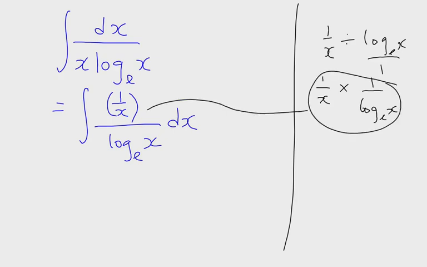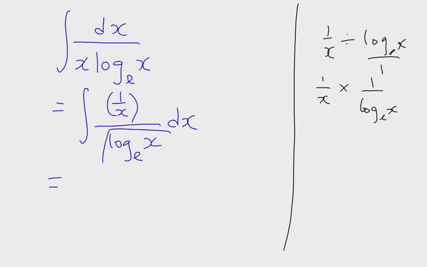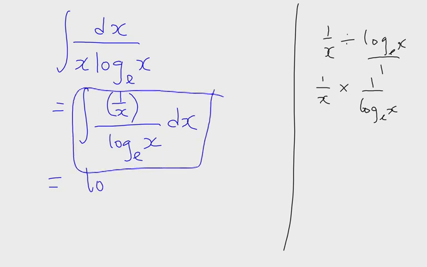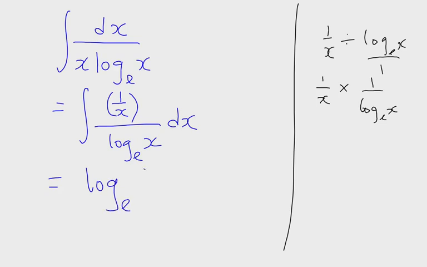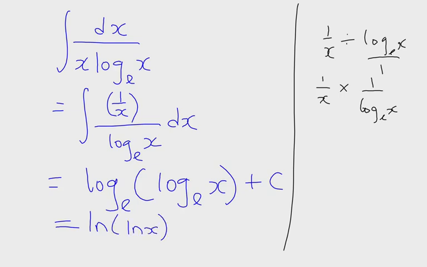Now if you look at this, the derivative of ln x is 1 over x. Okay, the derivative of ln x is 1 over x. So the answer to this question is ln of f(x), that is, ln of ln x plus C. So that's the answer to that question.